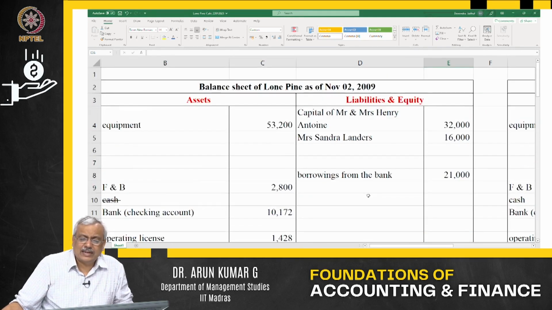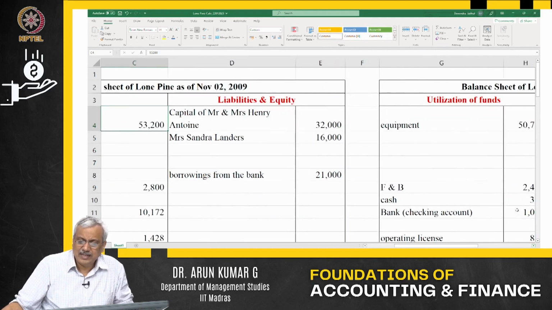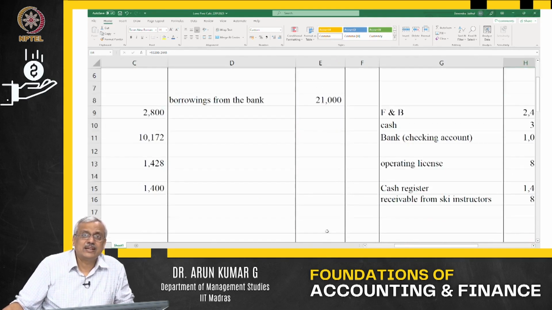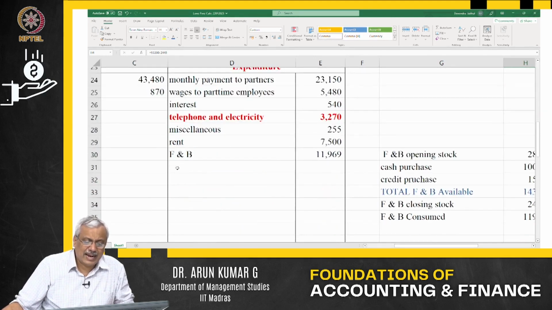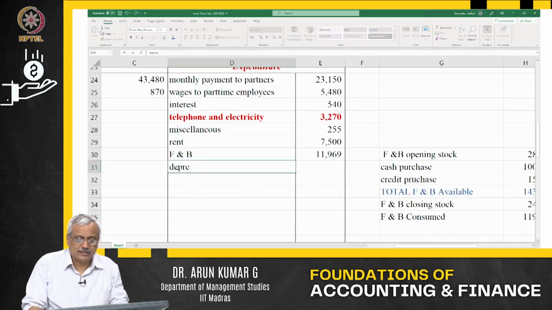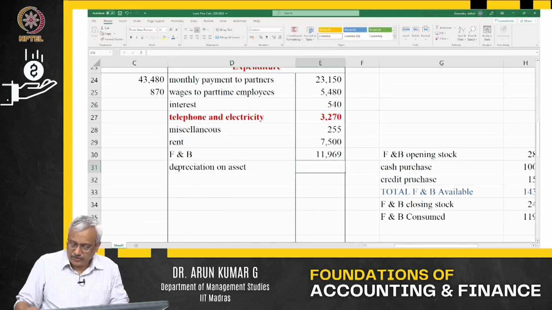Then what other expenditures are there? You saw the equipment, it was 53,200. The equipment has now become 50,755. That is, 2,445 was depreciation. That means it is a non-cash expenditure, depreciation, 2,445.